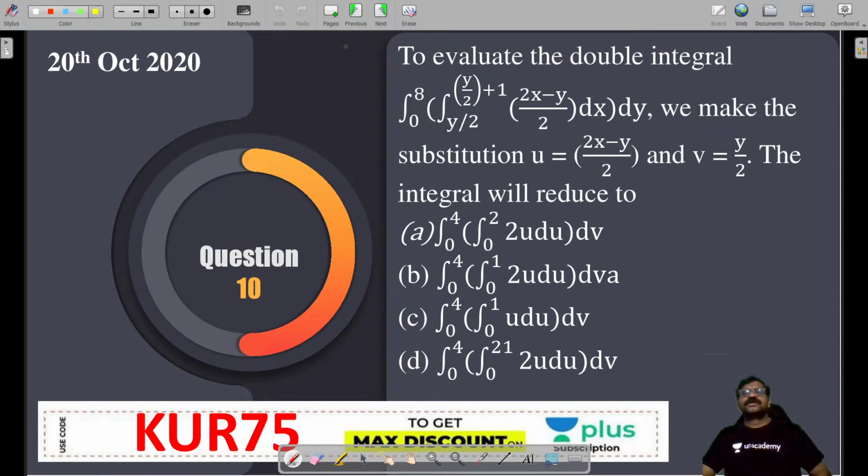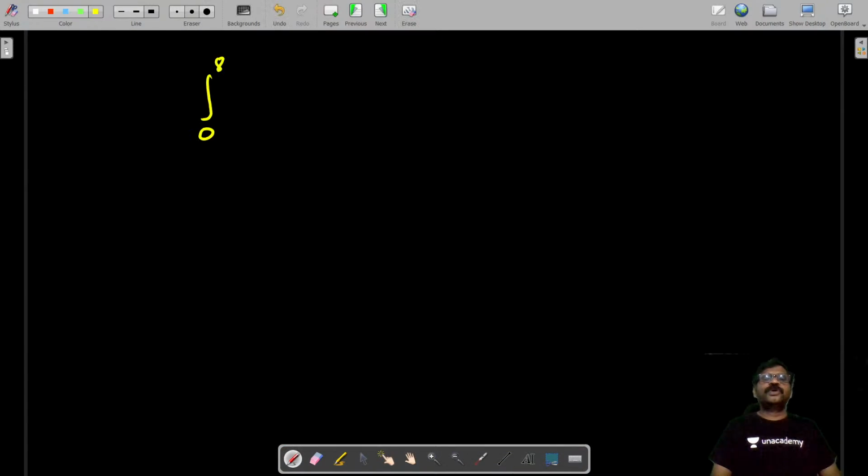Now, to evaluate the double integral, 0 to 8, y by 2 to y by 2 plus 1, 2x minus y by 2 dx dy, we make the substitution u equal to 2x minus y by 2, v equal to y by 2, then the integral reduces to, observe here, integral 0 to 8, integral y by 2 to y by 2 plus 1, 2x minus y by 2, dx dy.